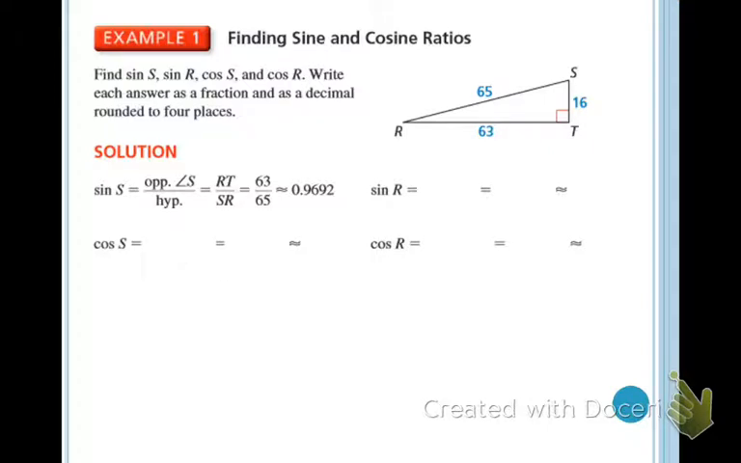Second portion, finding cosine of S. Cosine is what side over what side? It's adjacent over hypotenuse. So what is the adjacent to angle S? 16. And the hypotenuse is 65. 16 over 65. Circle that portion as your answer.